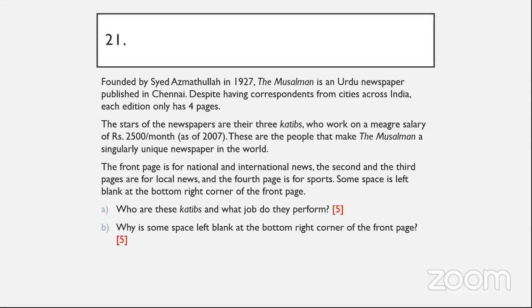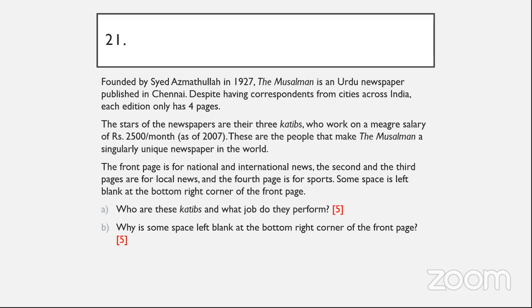The front page is for national and international news. The second and third pages are for local news. And the fourth page is for sports. Some space is left blank at the bottom right corner of the front page. So who are these katibs and what job do they perform? Why is some space left blank at the bottom right corner of the front page?